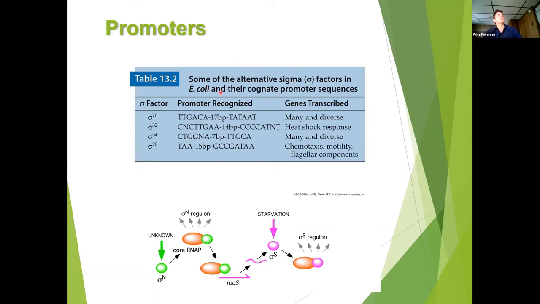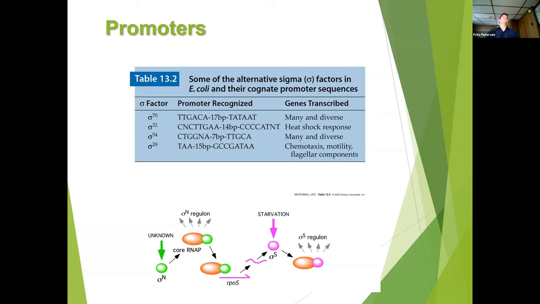And so if we look at this table over here that reads some of the alternative sigma factors in E. coli and their cognate promoter sequences, I thought it's important to give you a bit of clarification regarding that cognate word, because it is a term that is used quite frequently when it comes to microbial genetics. Cognate is a term we borrow from linguistics that signifies correspondence or corresponding. So you can also read this as alternative sigma factors in E. coli and their corresponding promoter sequences.